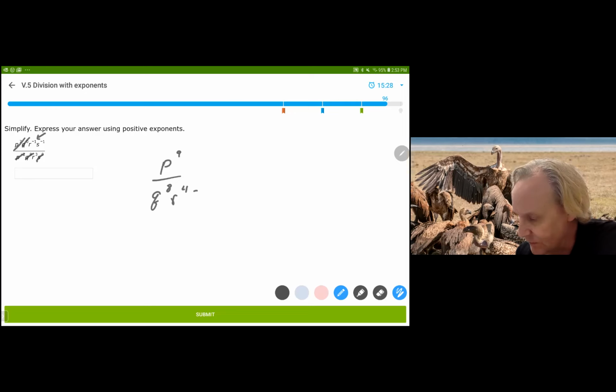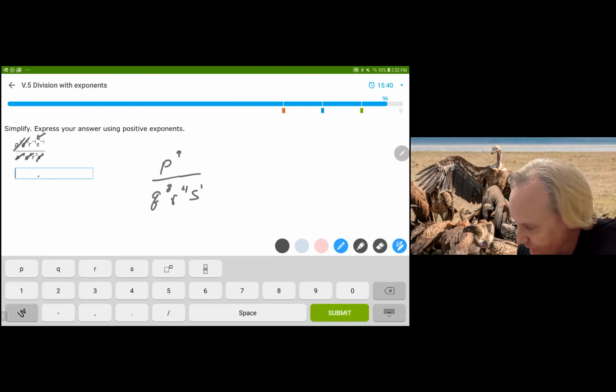The s needs to get moved to the denominator as well. Man, that's going to be hard to type in. Oh well, there it is. It is s to the 1st if you like. So I'm going to try it. I'm going to put my eraser on and see what I can do. I've got p raised to the 9th. That's not so bad. Now the bottom is going to give me trouble, but I'm going to do the s first. S, and then I'm going to multiply it by r raised to the 4th.